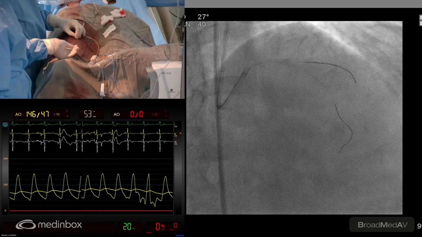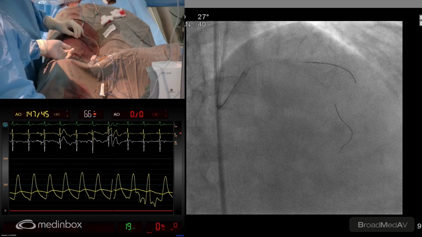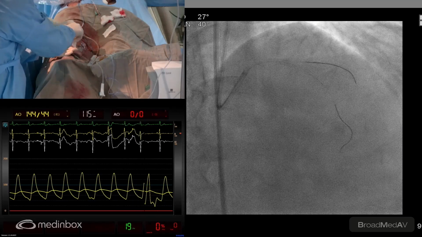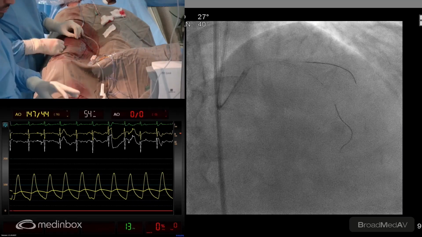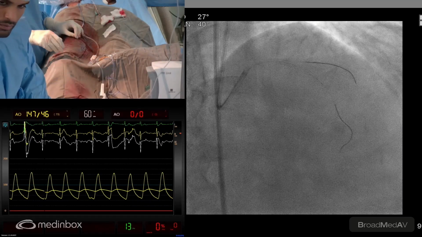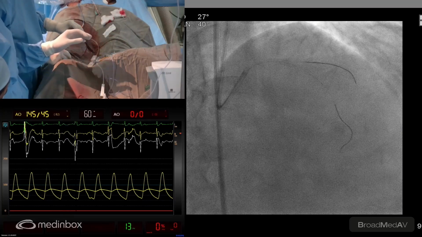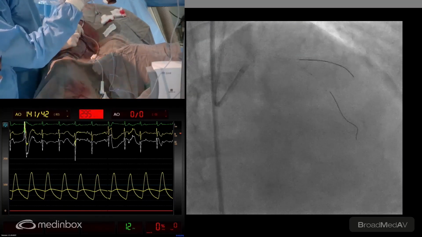So let me get the IVUS catheter down. This is a Boston Scientific Polaris machine with a Boston Scientific catheter. This is a high definition IVUS catheter, an HD IVUS catheter.